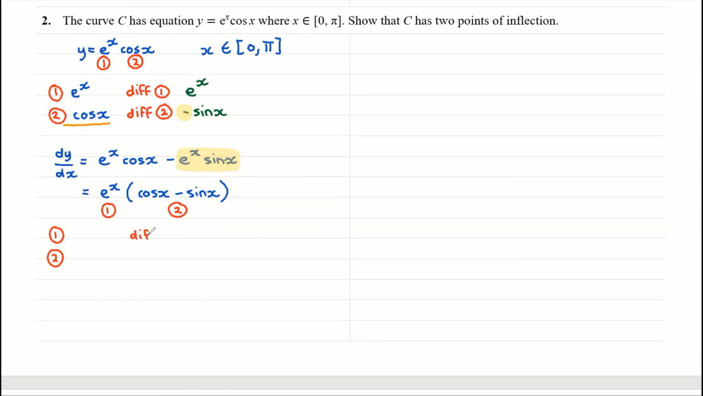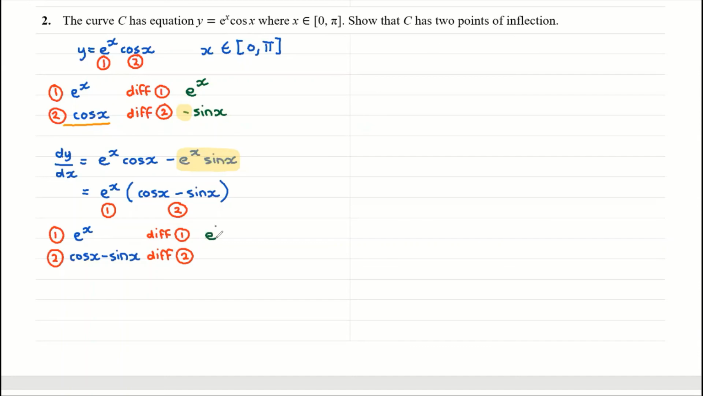Won't have enough room if I put it there. Planning ahead. So diff 1 and diff 2. Right, let's write them in. So the two functions are going to be e to the x and cos x subtract sin x. Don't worry, you can do it whatever way you like, really. It's completely up to you, as long as you're consistent and you apply the rules correctly.